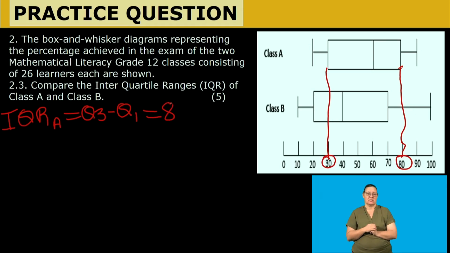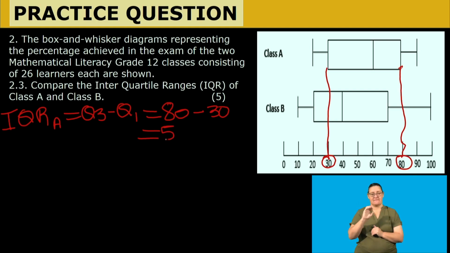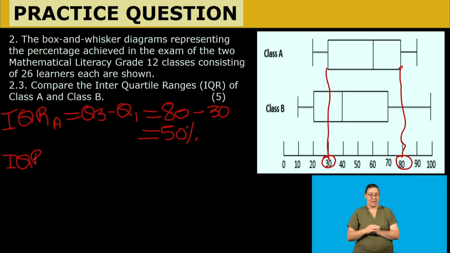So we'll then say 80 minus 30, which is equal to, take out your calculators and punch 80 minus 30. It is equal to 15%. And then if we want the interquartile range for class B, this is equal to the formula Q3 minus Q1.